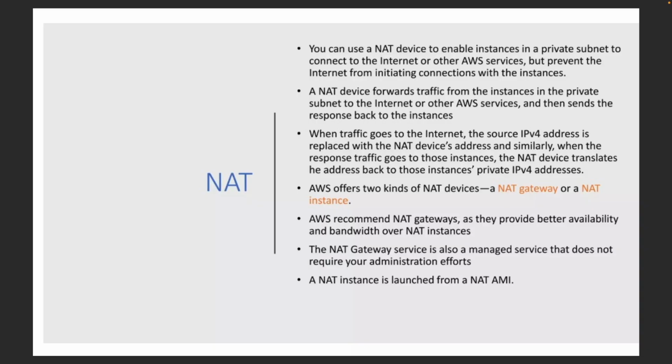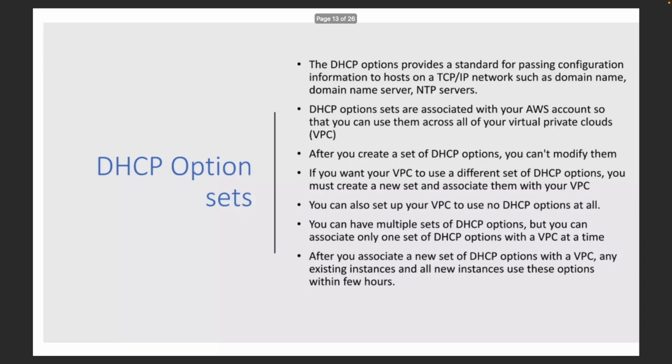AWS offers two types of NAT devices: NAT gateways and NAT instances. AWS recommends NAT gateways because they provide better availability and bandwidth over NAT instances. A NAT gateway service is also a managed service that doesn't require your administration efforts. AWS handles all the infrastructure for you. A NAT instance is simply an EC2 instance launched from a NAT AMI. You manage it yourself, which gives you more control but requires more operational overhead.